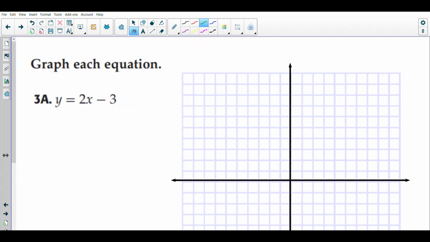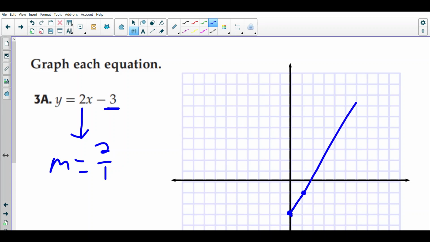Let's do another one. Y equals 2x minus 3. So once again, start at the intercept, so -3, down to -3 on the y-axis, and then from there your slope. Now in this case, our slope is m equals 2 over 1. So go up 2 over 1, and there are your 2 points. Draw your line, and you're done.